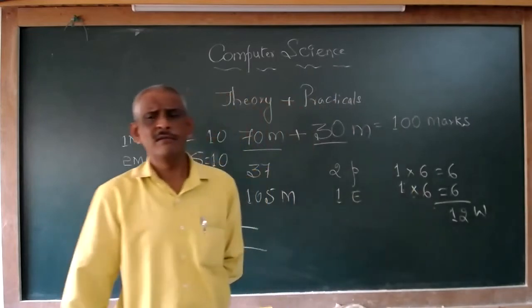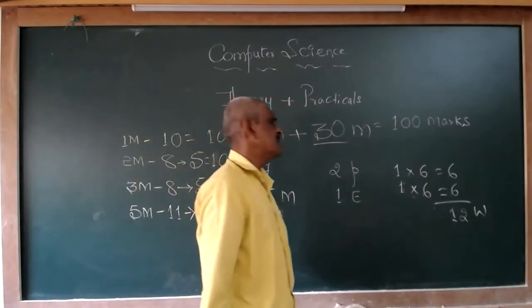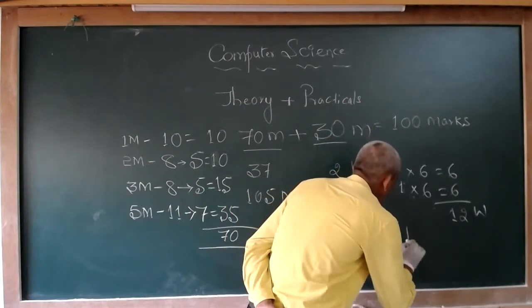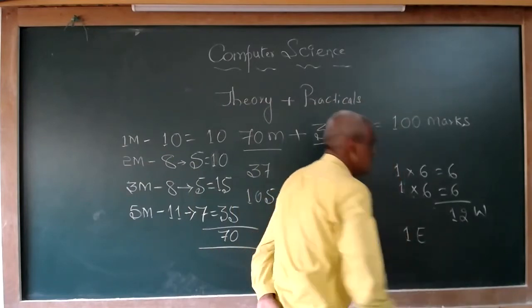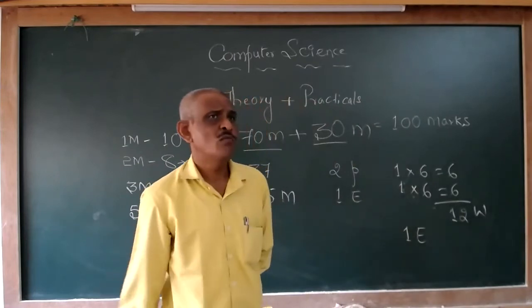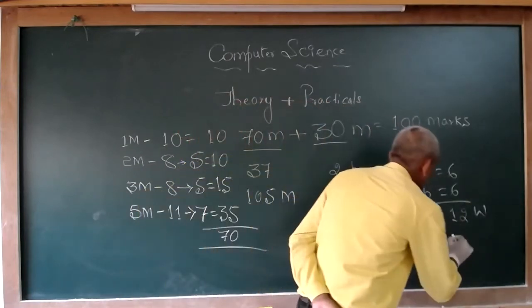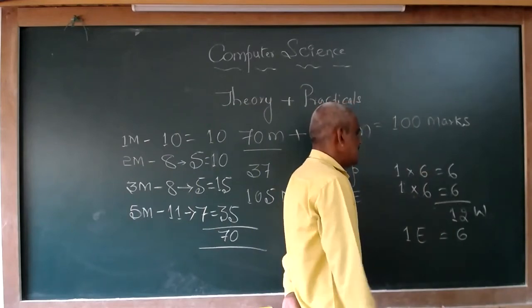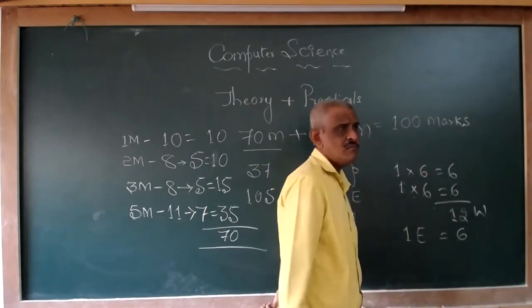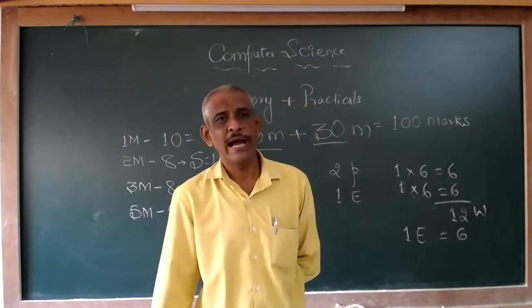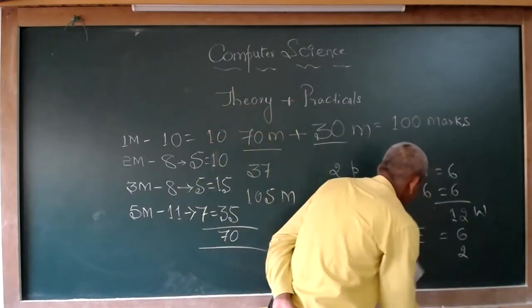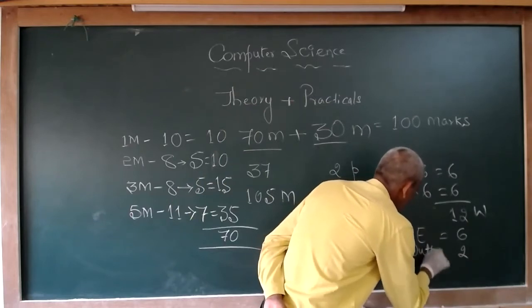12 marks for writing you will get. Then from that, 1 will be executed. For that, again you get 6 marks, 1 execution. In the execution, that consists of final output and its formatting. For that, we have 2 marks. For output, we have 2 marks.